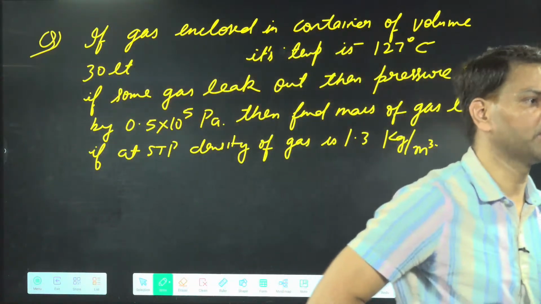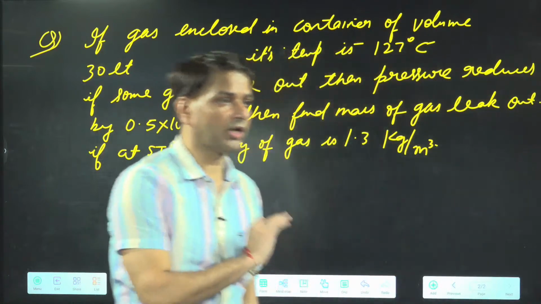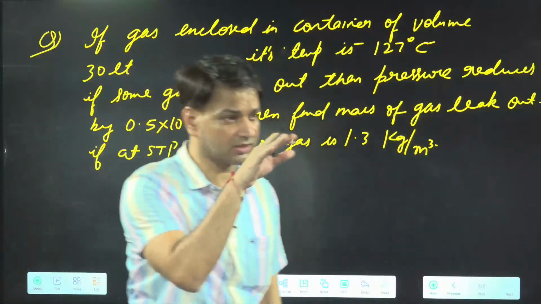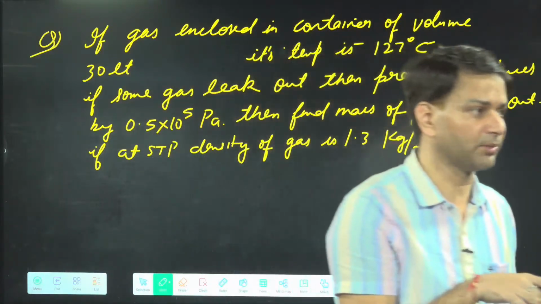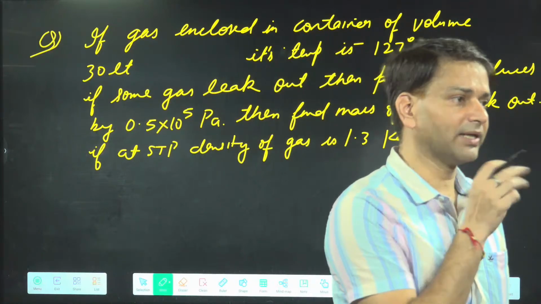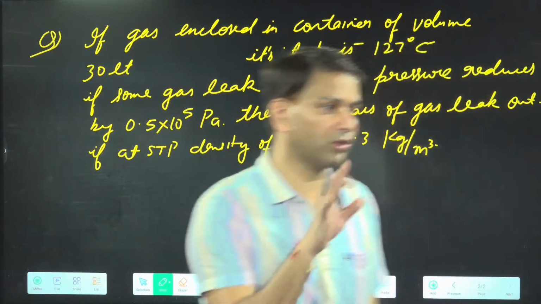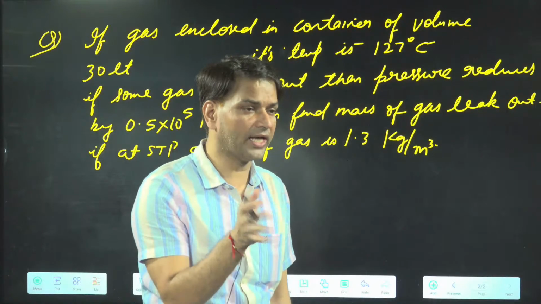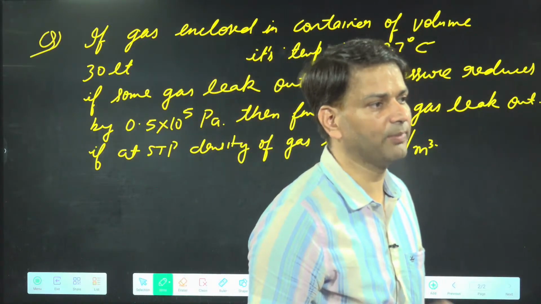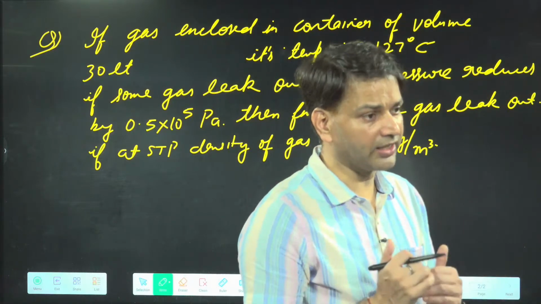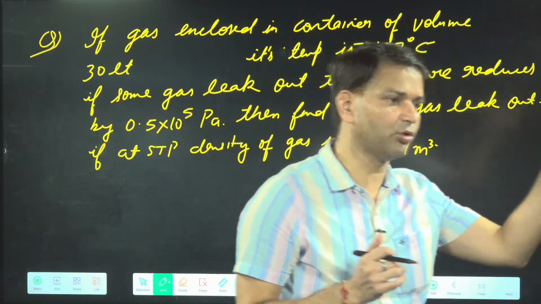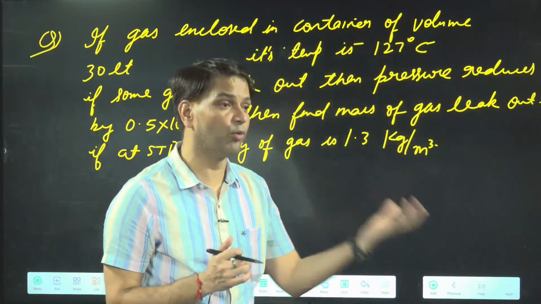So how will we proceed? Here they have not given the initial pressure. They are saying only that due to the leak of the gas, the pressure reduced by 0.5 into 10 to the power 5 Pascal, and they are asking the mass of the gas leaked out. By the ideal gas equation, we can calculate how much mole has leaked out. After finding the number of moles leaked out, the mass leaked out is equal to mole leaked out into the molar mass.